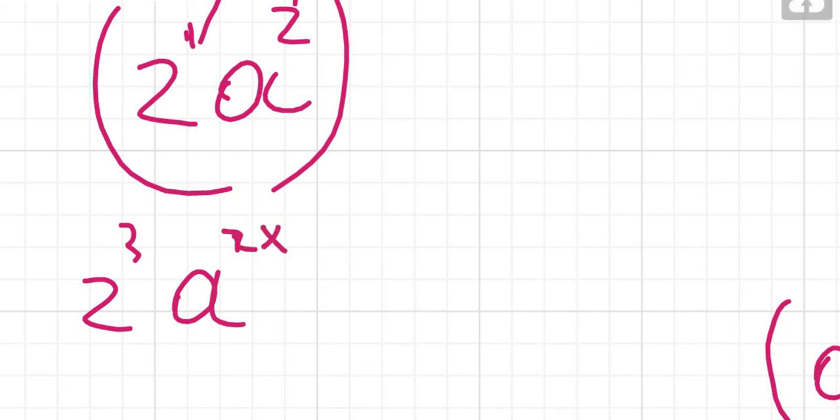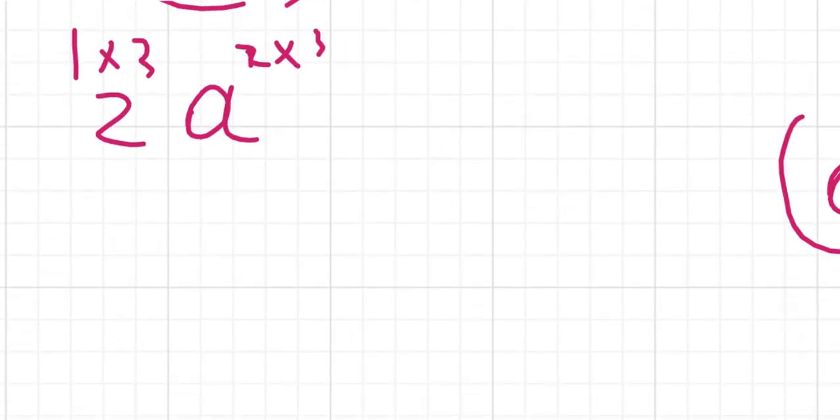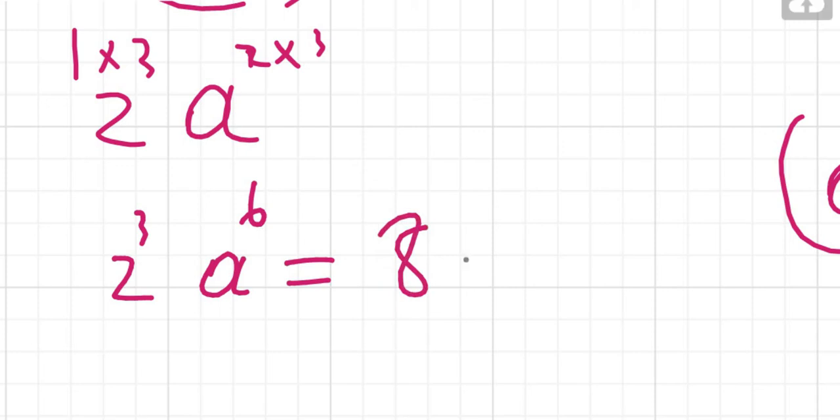2 times 3, or if you want to say this times 1, because it has an exponent of 1. And so we'll say 8, and this time that gives us 2 to the third, and this will give us 2 to the 6. If we continue working this out, we get 8 to the 6.